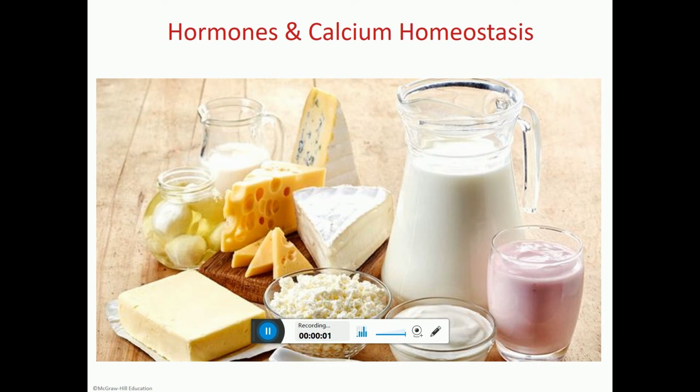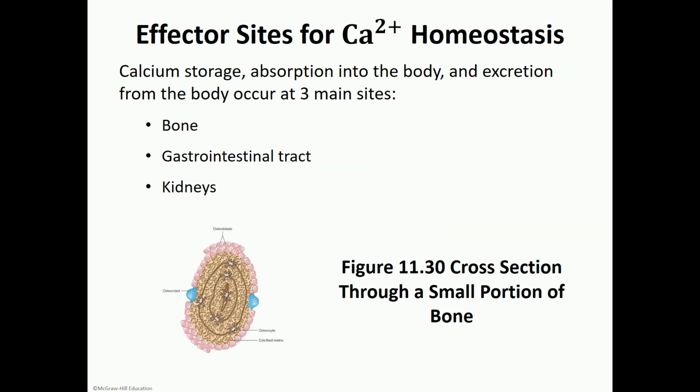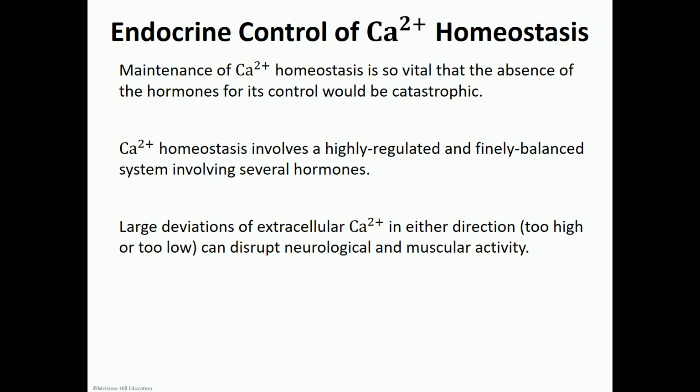Now, the last but definitely not least part of the chapter will discuss hormones and the effect of hormones on calcium homeostasis. So why is calcium homeostasis so special that it gets a part in this chapter? Well, because deviations away from normal calcium levels, whether too high or too low, especially in the extracellular levels of calcium, can actually lead to neurological and muscular activity disruption.